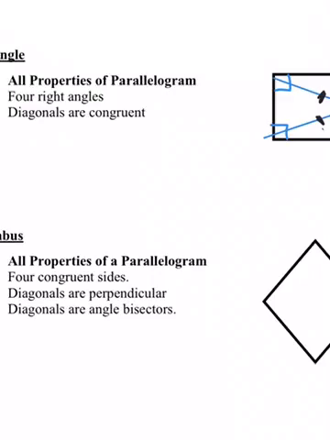All right, so then the rhombus, again, all the properties of the parallelogram, so opposite sides, opposite angles congruent, obviously the parallel. What this adds different from the rectangle is instead of the angles all being the same, all the side lengths are the same. So all those sides are congruent. Now when we get to the diagonals, those are going to be perpendicular.